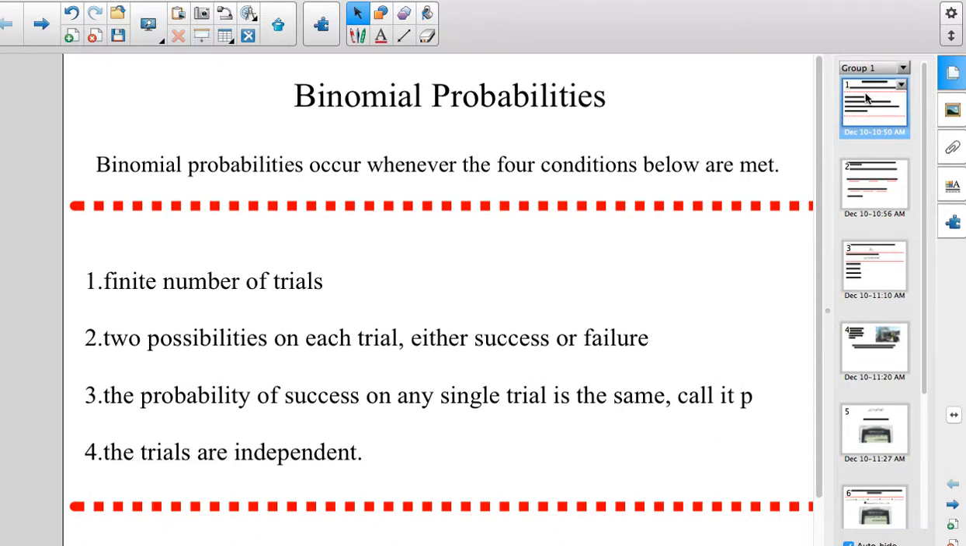Hi guys, we're going to take a look at binomial probabilities. Some of these problems appear in your probability packet. Binomial probabilities occur whenever the four conditions below are met.